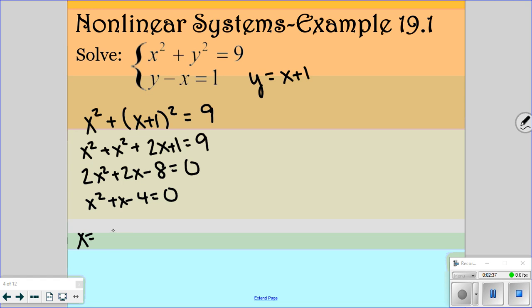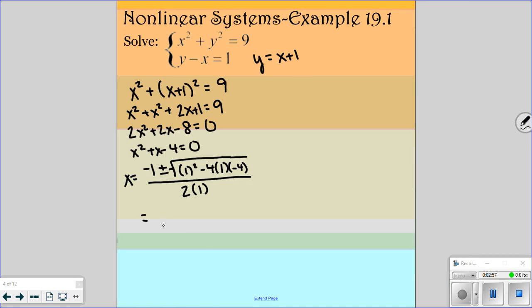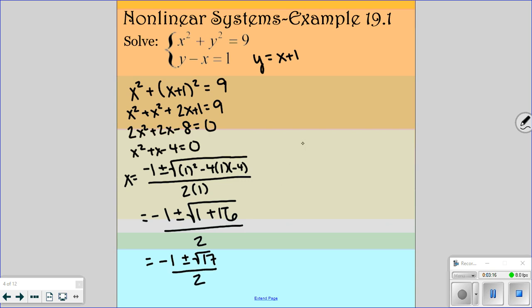So these are going to be our x values. Negative b plus or minus the square root of b squared minus 4ac, all over 2a. And then from there, you're just going to simplify. So we're going to have negative 1 plus or minus the square root of 1 plus 16, all over 2. So that is negative 1 plus or minus the square root of 17, which doesn't reduce, over 2. So that's two different x values. One of them is negative 1/2 plus the square root of 17 over 2. And the other one is negative 1/2 minus the square root of 17 over 2. So those are your two x values.